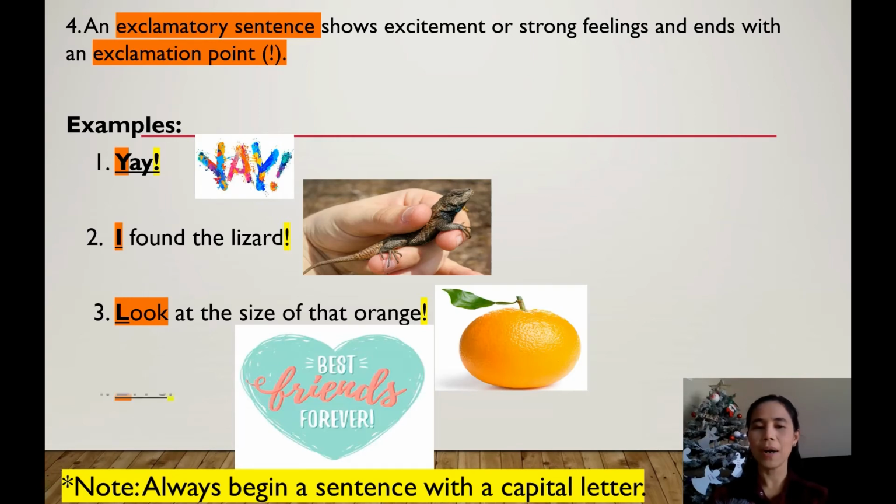The last example, you could say, "BFFs!" So when you are happy you found your best friends forever, you could make this sentence. But don't forget, always begin your sentence with a capital letter and end it with an exclamation point. I hope you get that.